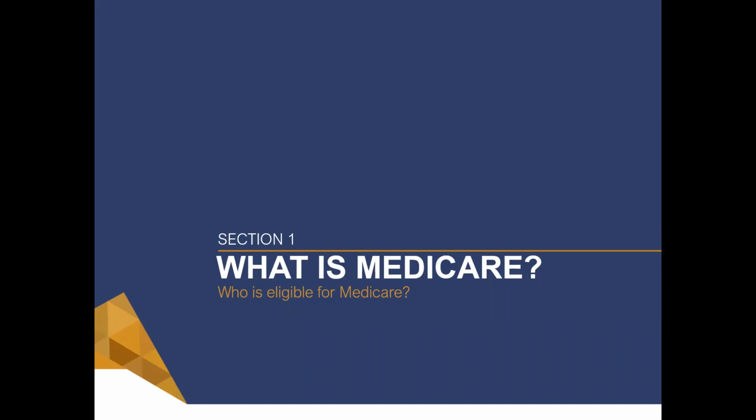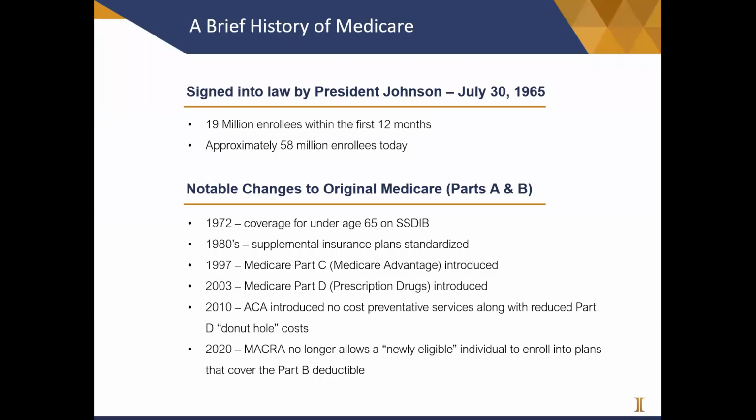What is Medicare and who's eligible? So it was signed into law by President Johnson in 1965. Currently, within the first 12 months, there were 19 million enrollees. As of today, we are at approximately 58 million. So it's obviously a very large group of people, more and more eligible enrollees as the years go on.